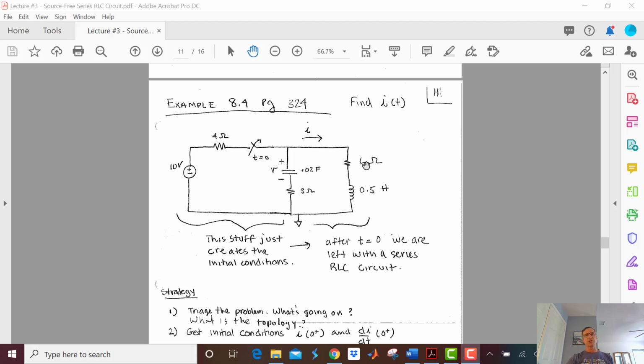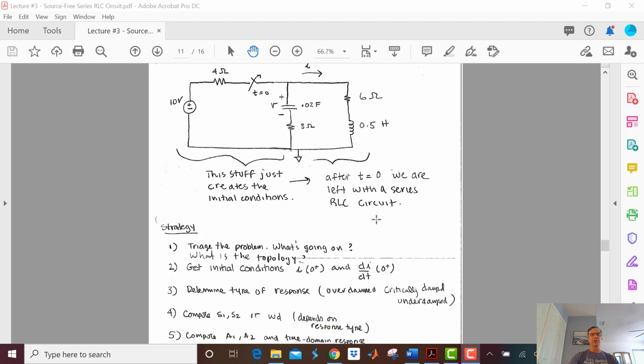Remember when we started this lecture, we said, hey, here's this little circuit with no sources in it or anything. How can it do anything? And I said, well, it's because it's got initial conditions. That's going to make it jump up and dance at time equals 0. And this stuff on the left is what creates the initial conditions. And after t equals 0, we're just left with that series RLC circuit. See that?